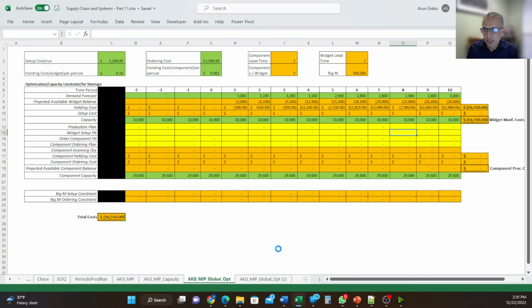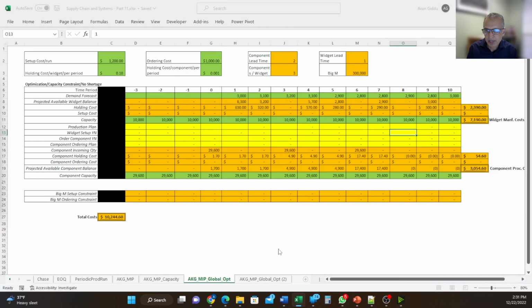So we now have the widget being composed of 3 sub-assemblies, and for simplicity, they have all the same lead time. The lead time to assemble the widget is 1 week now. Previously, it was 0. The lead time to procure the sub-assembly from an outside supplier is 2 weeks. The ordering cost for the sub-assembly is $1,000, and the holding cost for the sub-assembly is a tenth of a cent per week.